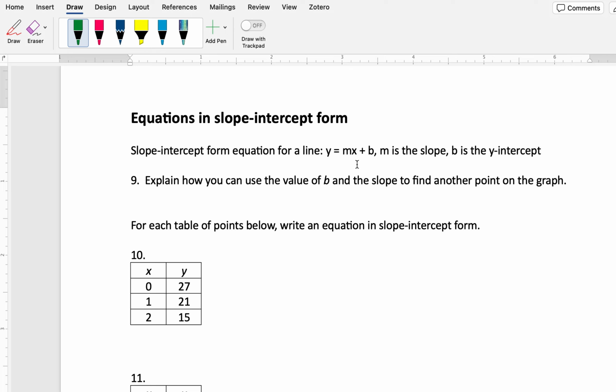For this equation, the x and y are any point that's on the line, the x and y coordinates of that point. So to find another point on the graph, what we can do is use our equation and plug in any number for x and then evaluate the right side of the equation.